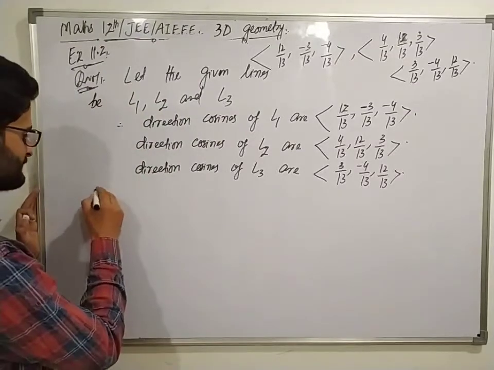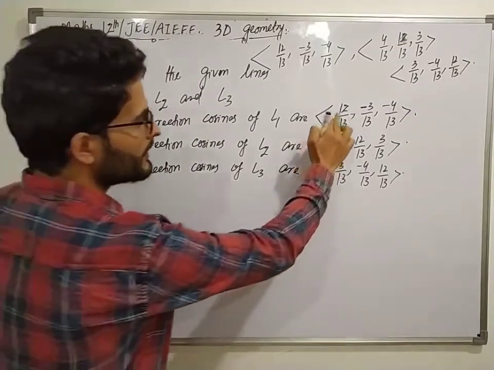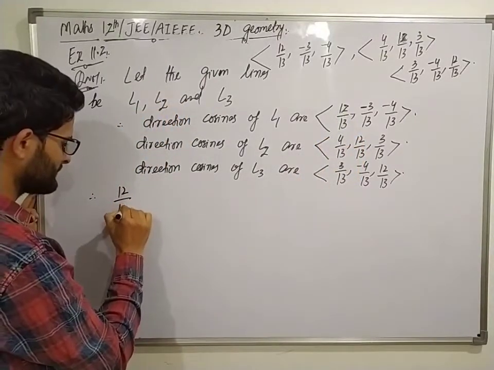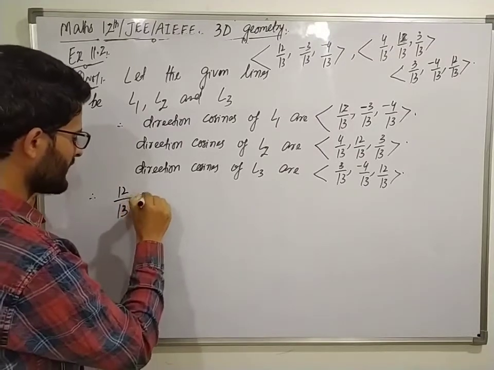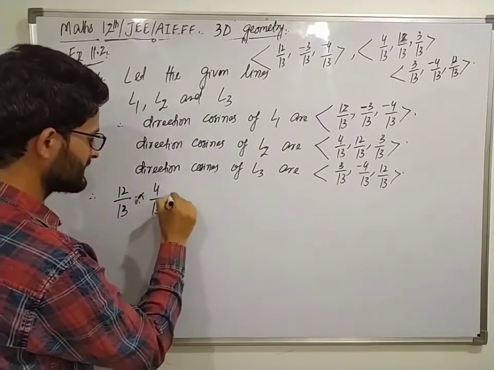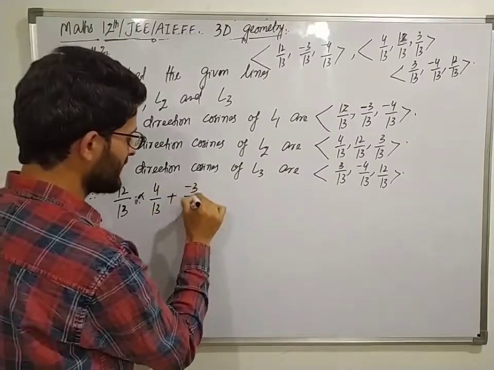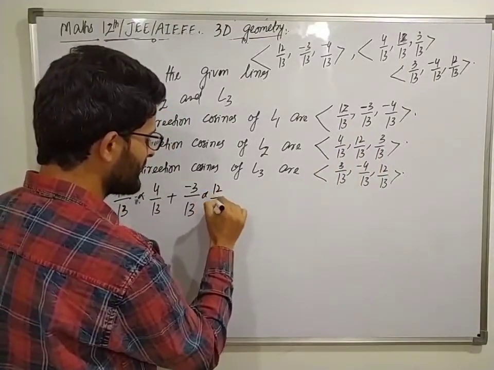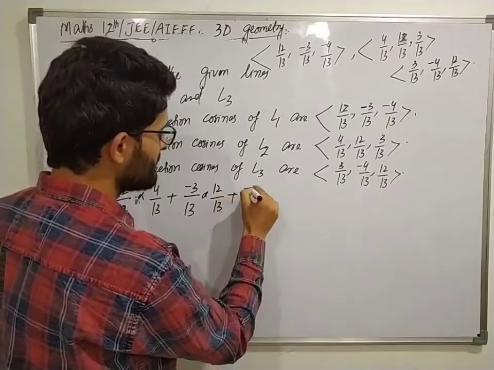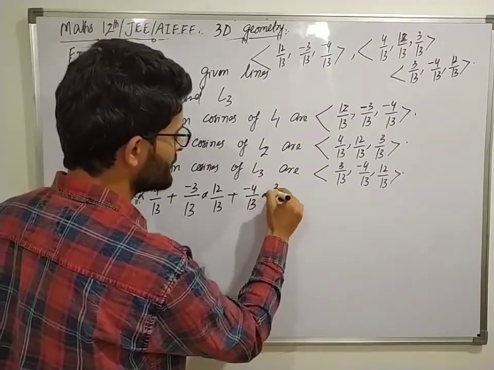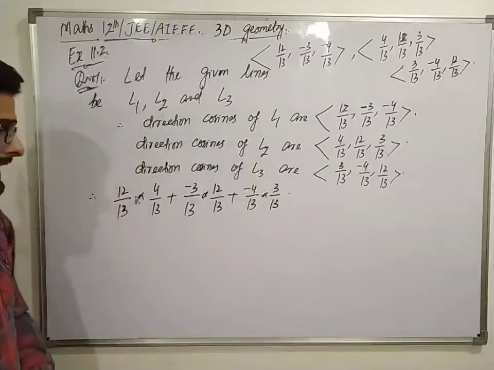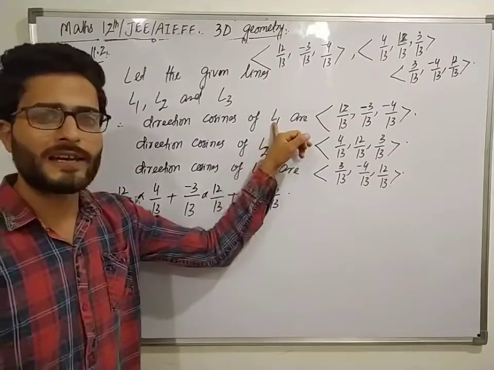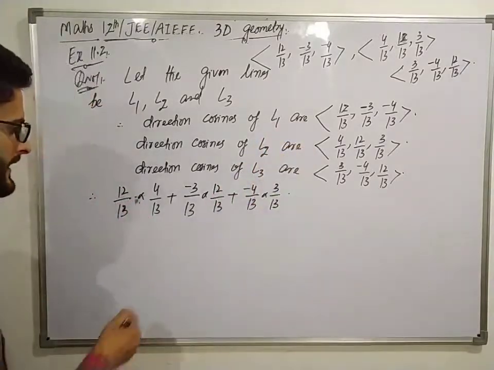So here we will multiply 12 divided by 13 with 4 by 13. So 12 divided by 13 into 4 divided by 13 plus minus 3 divided by 13, the second direction cosine with the second direction cosine, into 12 divided by 13, plus minus 4 divided by 13 into 3 divided by 13. That is the sum of products of direction cosines of line first and line second. Let us see what it equals.